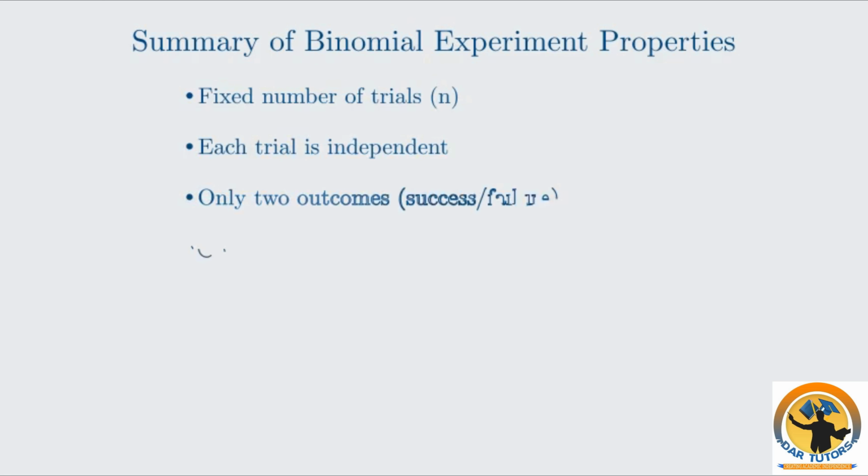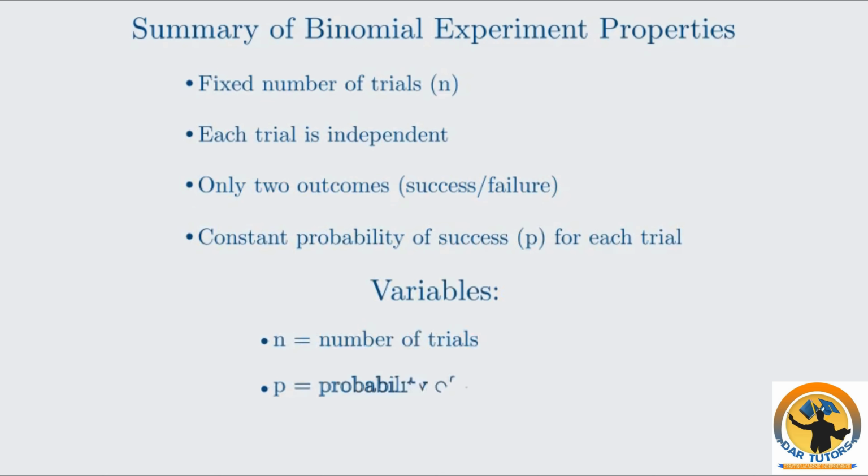Let's summarize. For an experiment to be binomial, it must have a fixed number of trials. Each trial must be independent. There must be only 2 outcomes, and the probability of success must be constant across all trials. We'll denote the number of trials as n and the probability of success as p. The probability of failure, q, is simply 1 minus p. Let's test our understanding with a few examples. We'll decide if each experiment is binomial and explain why or why not.